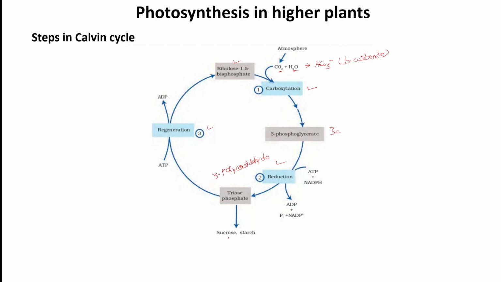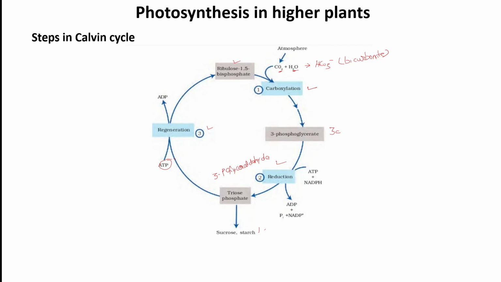can say, glucose, sucrose, starch, depending upon the requirement of the plant. Now, some are utilized for the synthesis of sugar, and the remaining 3-phosphoglyceraldehyde goes into the regeneration step and regenerates RuBP, and in this process ATP is used, and ATP is converted into ADP. So this is the entire schematic of the biochemical reactions going on in the Calvin cycle or the C3 cycle.